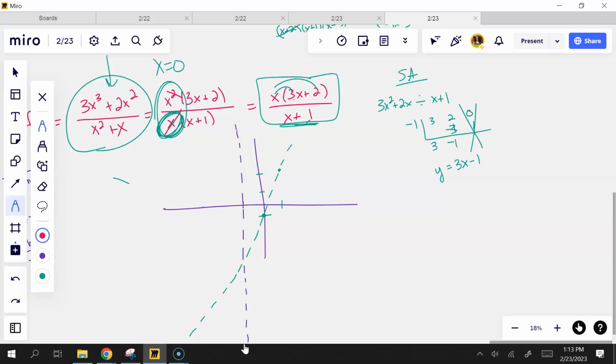Is everybody okay? All we've done is asymptotes. Vertical, horizontal, and slant. That's it. We haven't done anything else. And hole. Well, no, we have a hole at 0. The 0 is a hole.